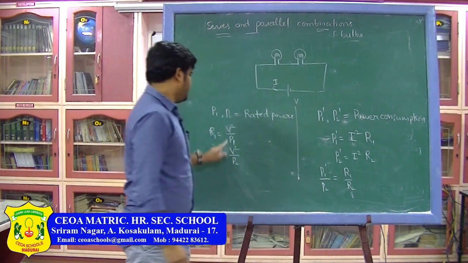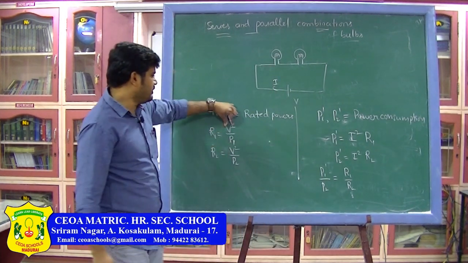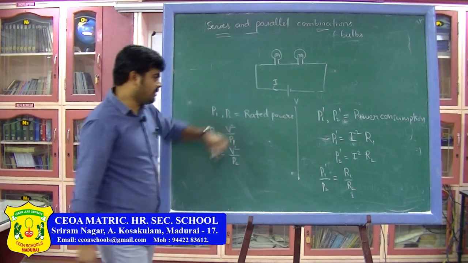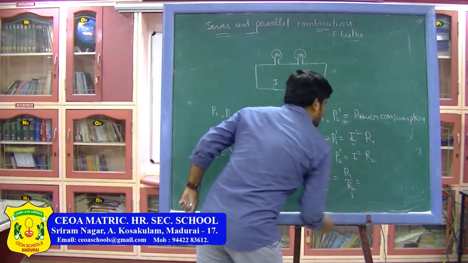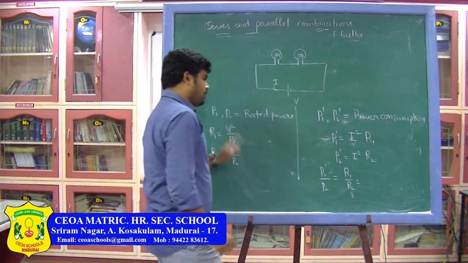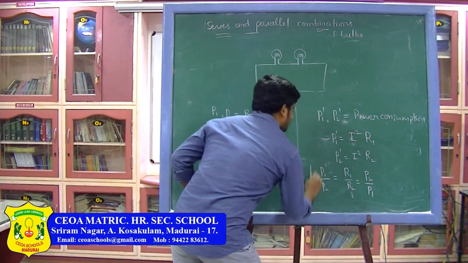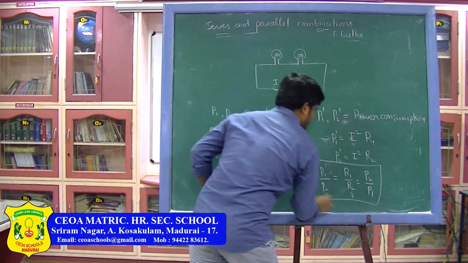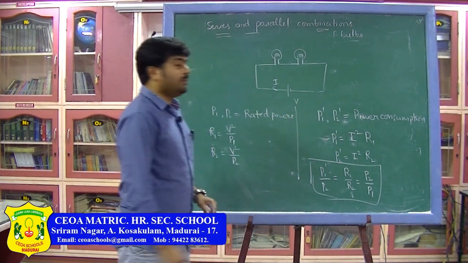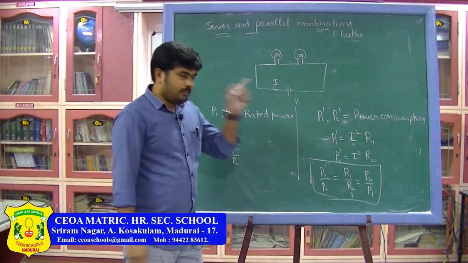So now if you substitute R1 R2 values, which is V square by P1 is R1 value, so V square by P1 divided by V square by P2, you will get P2 by P1. So here we can give an important conclusion using this particular relation. So let me take one example for this particular thing.